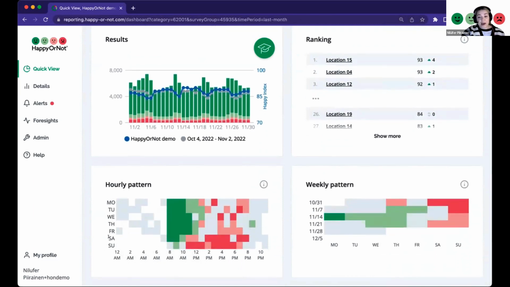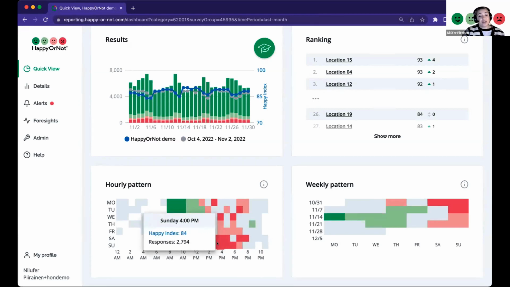So the pattern widgets, hourly and weekly patterns, help you identify hotspots in the performance levels recurring at certain times during a week or a month period. So for example, here in the hourly pattern and also in the weekly pattern, we can see that most of the very unhappy responses came during Saturdays and Sundays.